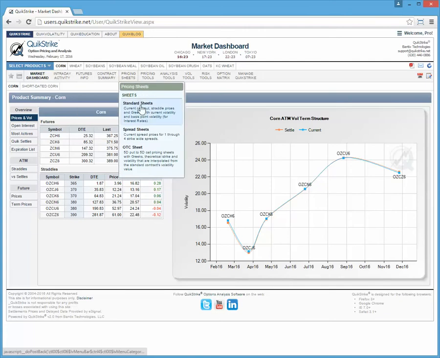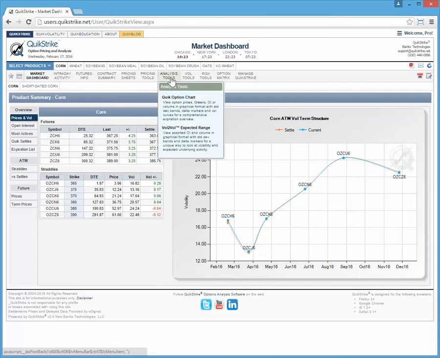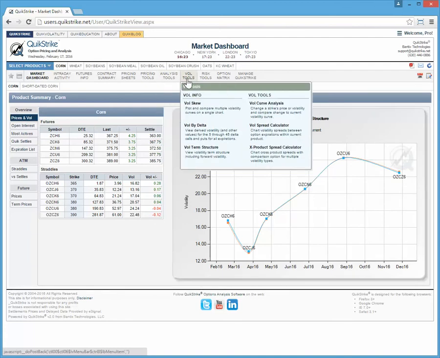Pricing sheets, we've covered standard sheets so far. Pricing tools, you looked at the calculator as part of the pricing sheet, and trade builder we've also covered. Calendar builder we'll look at sometime in the future. Analysis tools is yet to come. We've covered this column of the Vol Tools, the Vol Info section, and we'll cover these two today. Probably not going to mess with this so much because this is going to be deprecated soon. We haven't looked at risk tools.